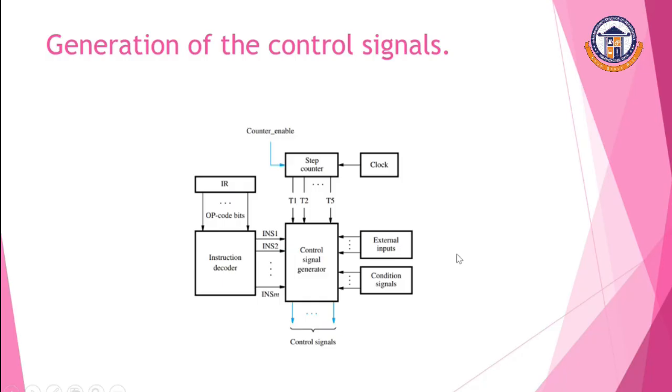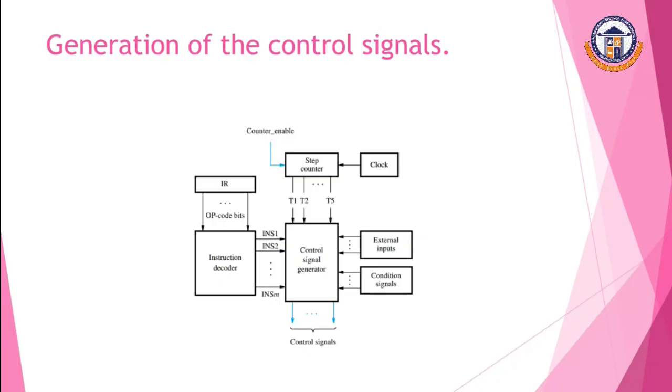Not only that, it will get input through the external input. If you have an input statement like cin >> N, the value of N will be provided by the keyboard and assigned, and we have to provide the necessary signal for that as well. And also the conditional signals, in the sense of interrupt signals. When you get any interrupt signal, that also should be considered.